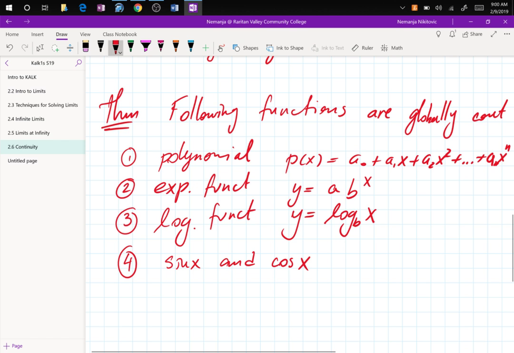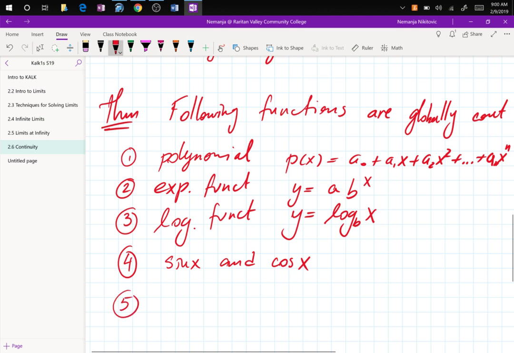Now your book is going to list the other ones, but they're only continuous on a little part. So we're not going to worry about those in the globally continuous functions because they have vertical asymptotes. Tangent has vertical asymptotes every pi over 2, 3 pi over 2, and so on. So clearly not continuous on the negative infinity to infinity. But it's piecewise continuous. So we'll get there.